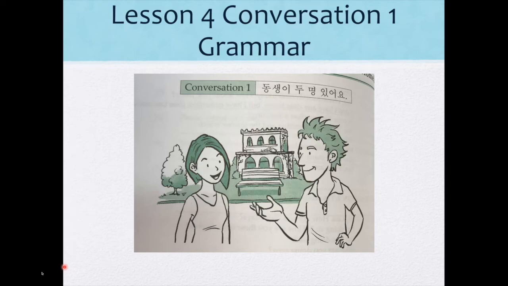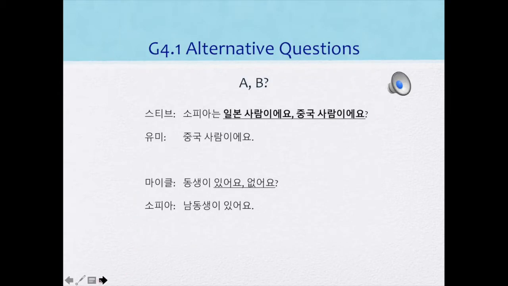Lesson 4, Conversations, and the grammar points following that portion. The first grammar item to discuss is alternative questions. Alternative questions are exactly what they mean. Is it an A or a B? We ask questions like that all the time.